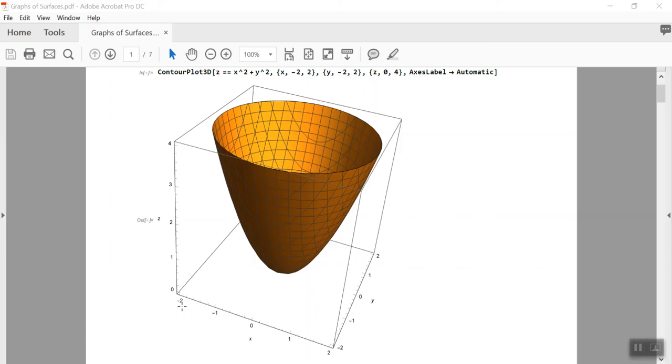Now I've restricted the domain to this box, -2 to 2 for x, and -2 to 2 for y. Well, we could extend that indefinitely in either direction. And what would happen as you do that is this surface would get taller and taller. But notice the range is, as we saw, all non-negative real numbers, 0 and everything greater.